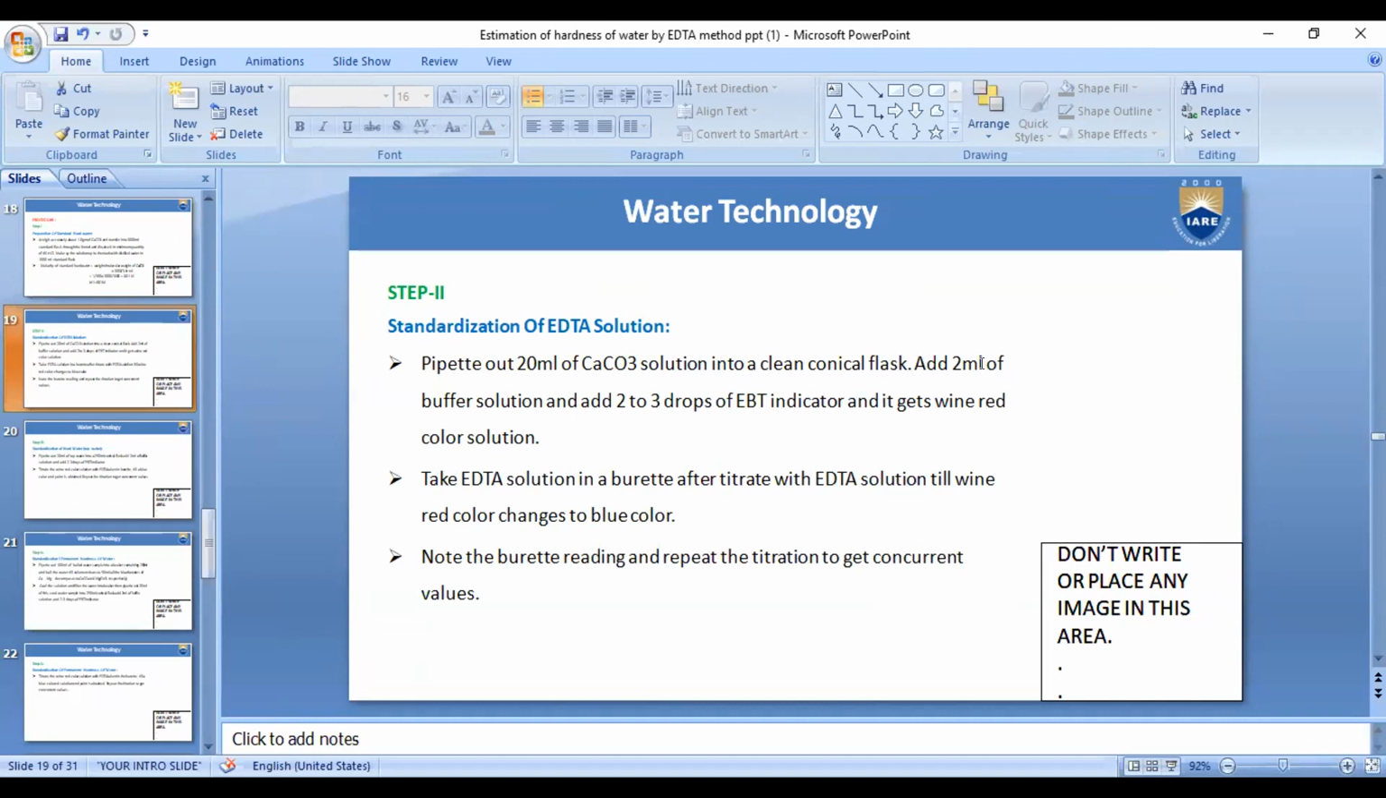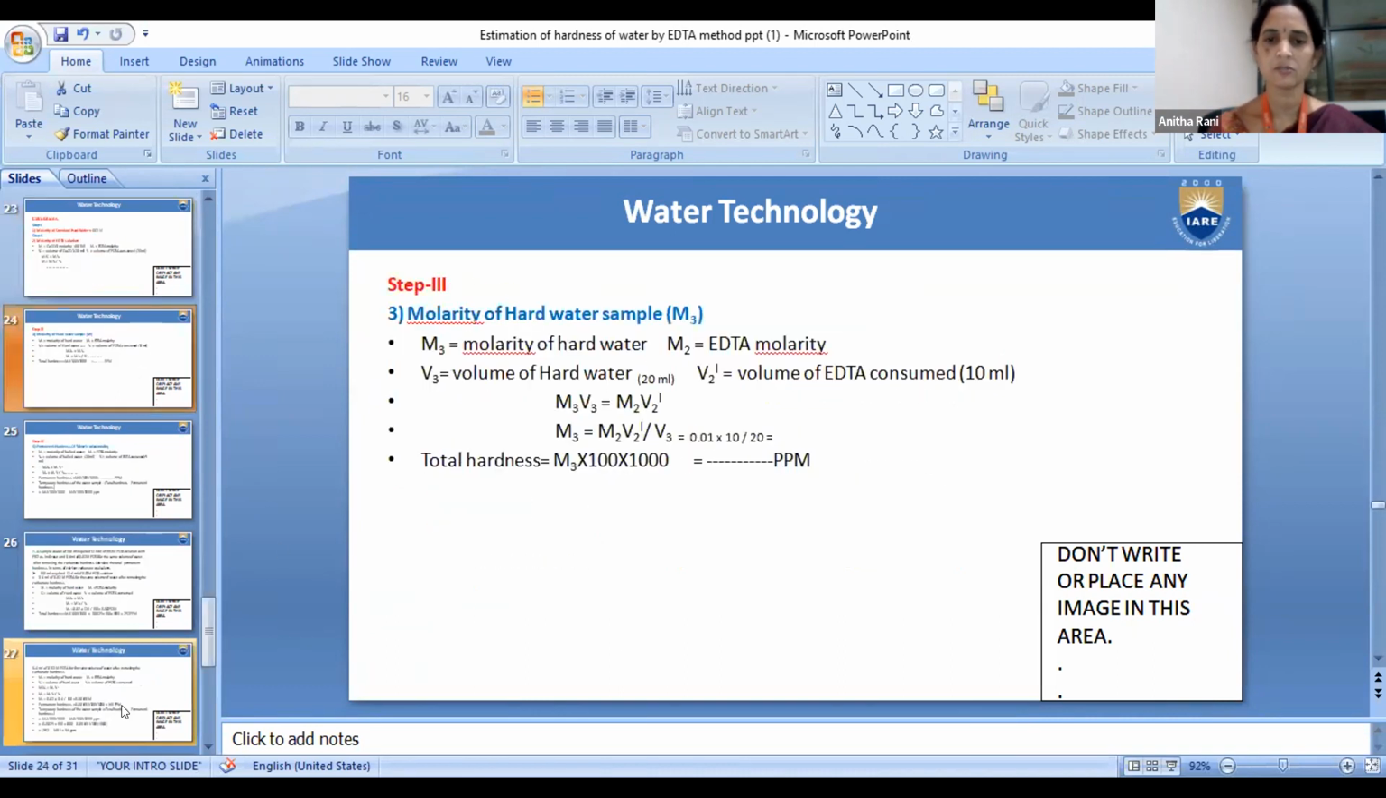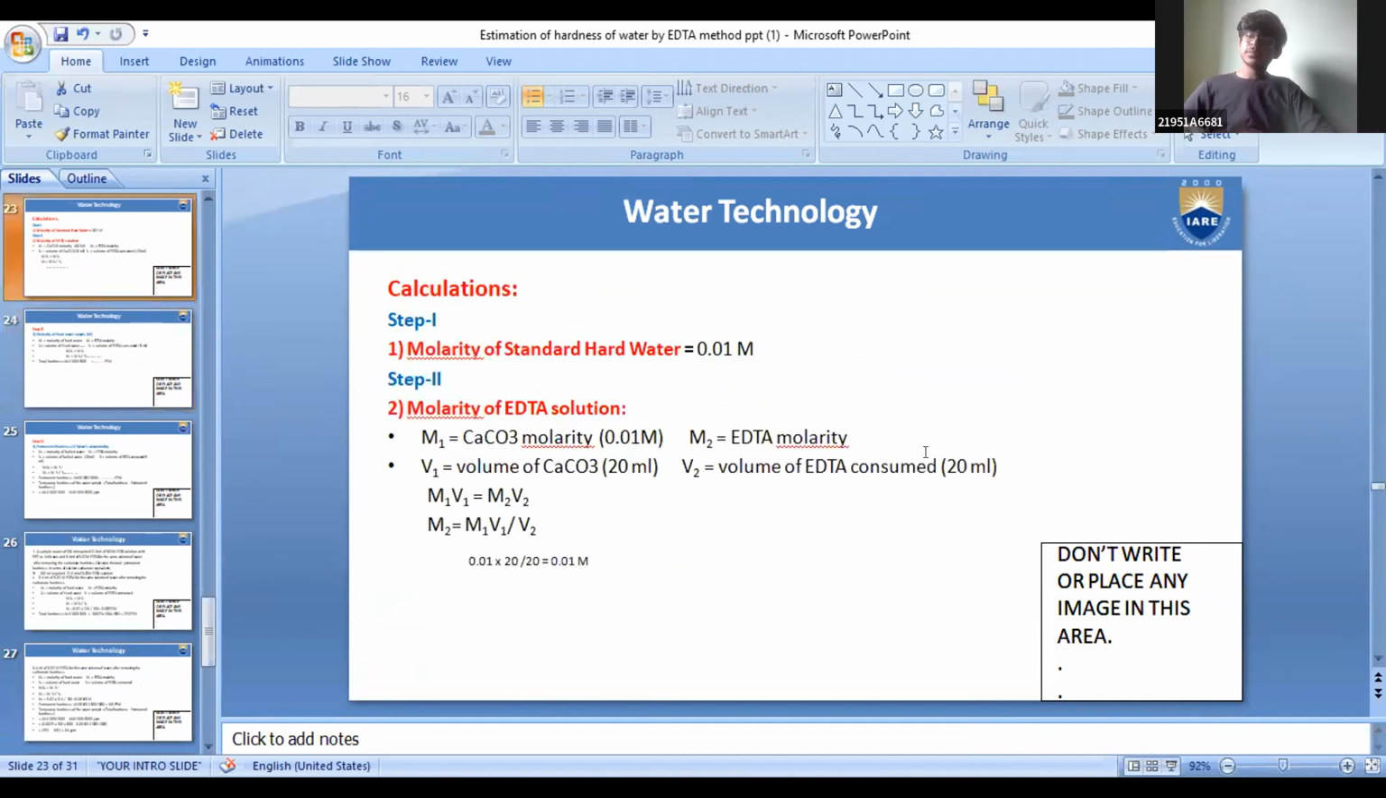Yes, ma'am. Then what will you do after that? Shake it. The color will turn wine red. Titrate with the EDTA solution. What color will you get? Wine red to blue color. Immediately what will you do afterwards? You will note down the reading. Volume of EDTA consumed, how much did I write here? 20 ml.